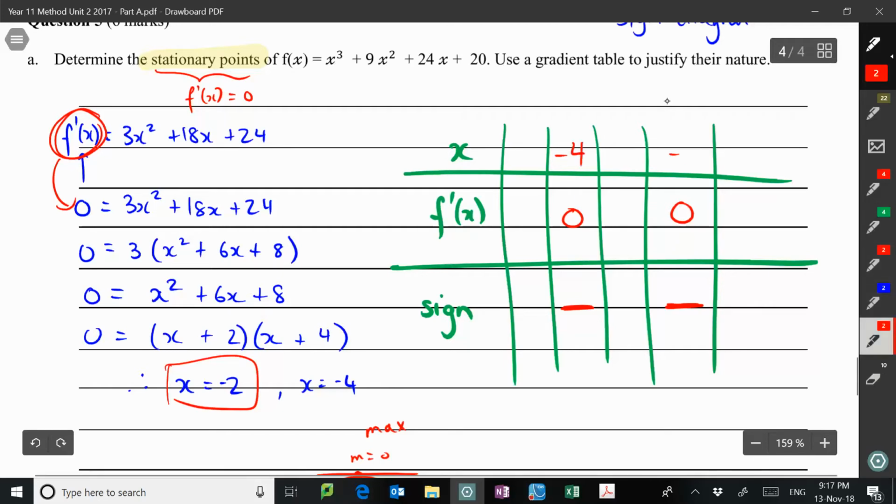So -4 and -2. If I were to pick numbers, I would pick 0 because it's greater than -2, what's between -2 and -4, I put -3, and what's smaller than -4, I put -5. So I put it in order, and I'm going to test the numbers. What am I testing for? I want to know what the gradient is when x equals 0, when x equals -3, and when x equals -5.